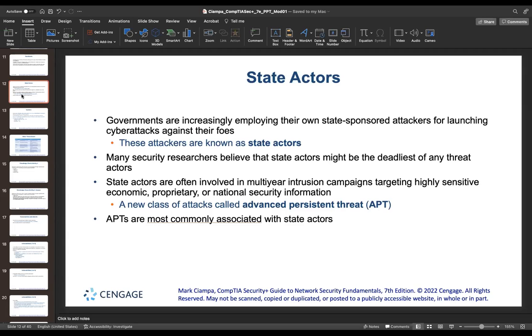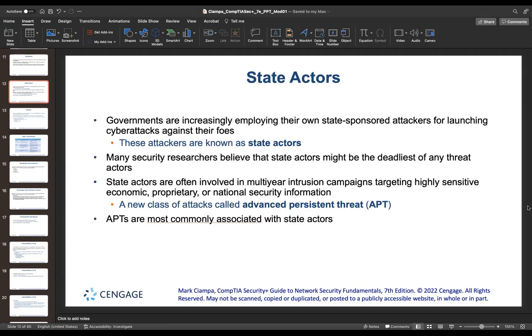This new class of attacks are called Advanced Persistent Threat, or APT. A good example of APT is the attack that happened on Target years ago. Anybody here remember the attack on Target where they lost a lot of credit card information to Russians? No, no one? Yeah, so it's a sophisticated attack that happened. Let me just see. I'll find the year for you later. I believe that was 2015 or 16.